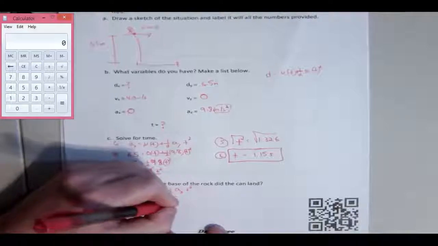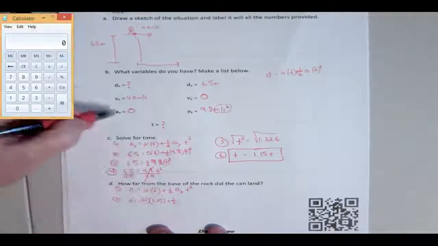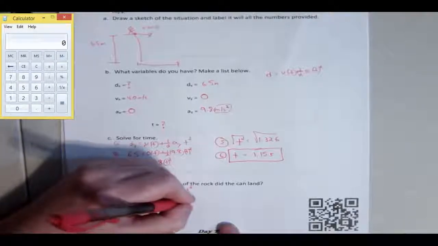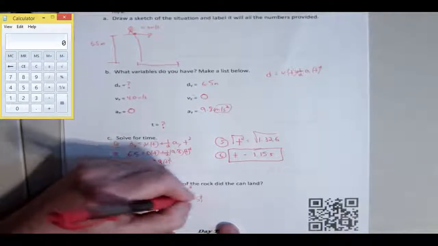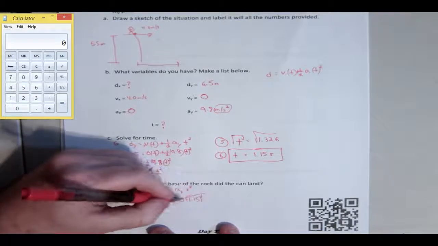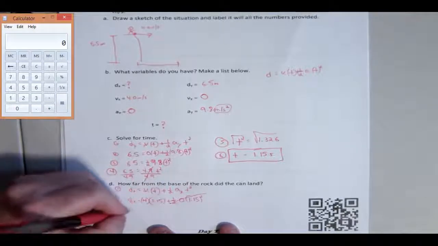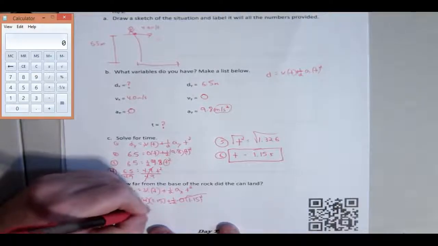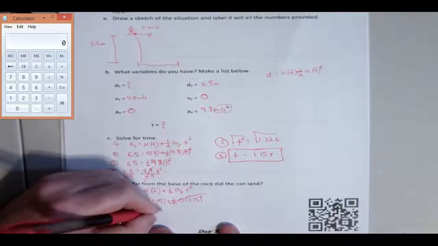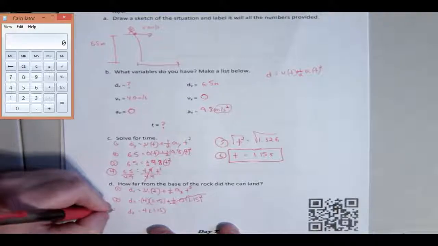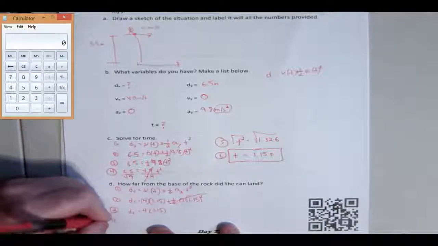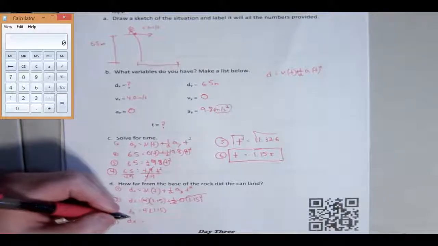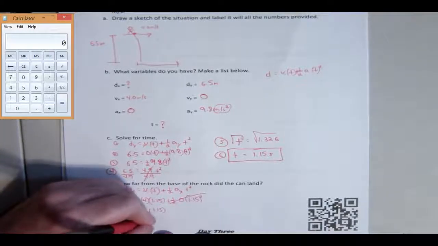plus 1/2. What's the acceleration of x? 0, right? 0 times 1.15 squared. So, this whole side's gone, right? Awesome. Displacement of x equals 4 times 1.15, and that's it. So the displacement of x, calculate that sucker up, you should have gotten 4.6 meters.